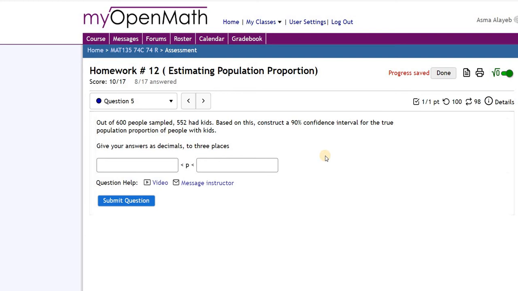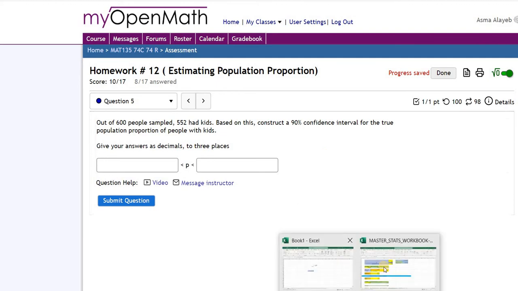Out of 600 people, that is N, 552 had kids, so X is equal to 552. I know that because it's a proportion of the total number that they're surveying. So X is always less than N. Based on this, construct a 90% confidence interval for the true population proportion of people with kids. So the level of confidence is 90%. That's all I need to construct the confidence interval.